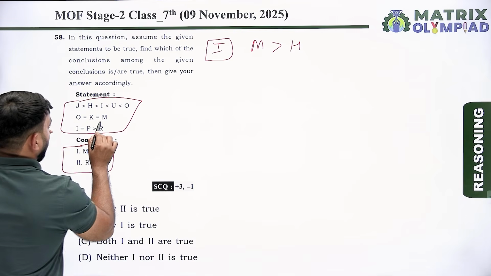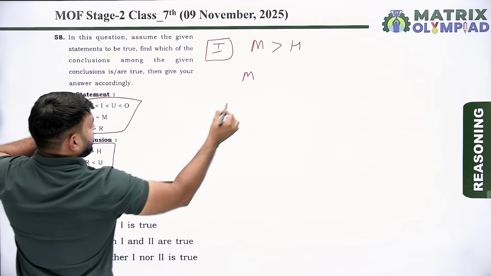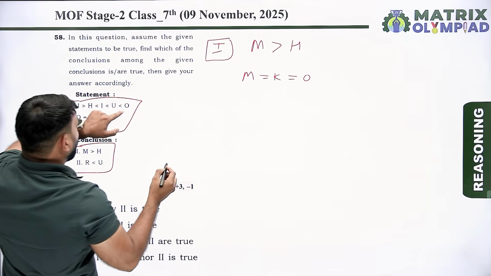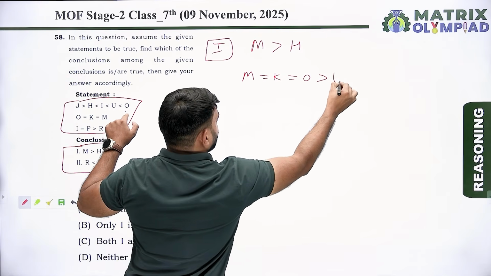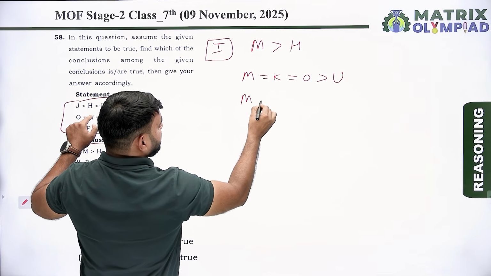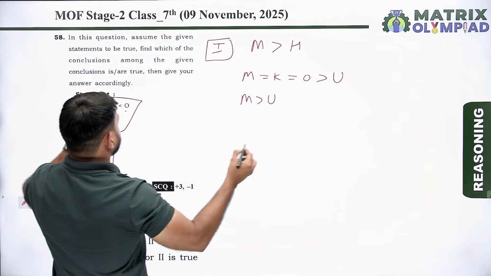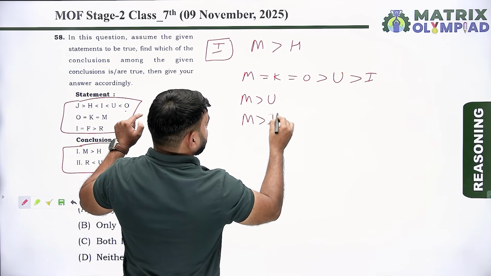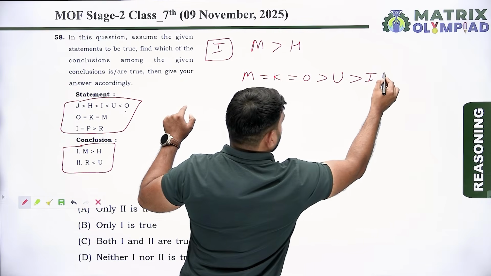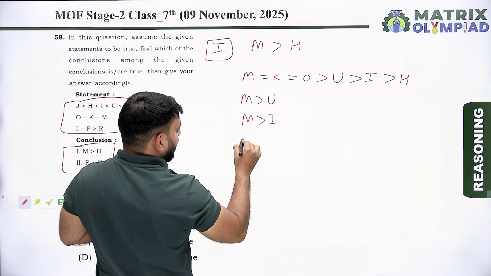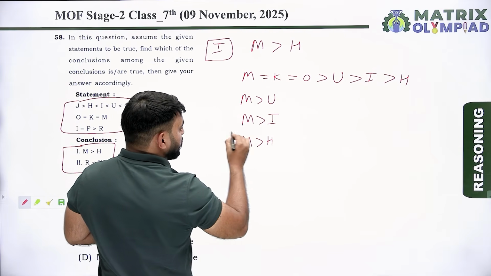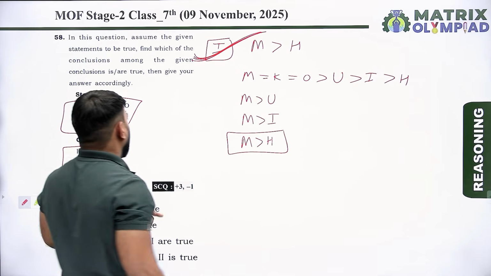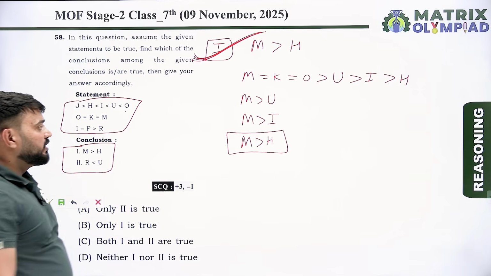So M to H. M is equal to K. K is equal to O. O is greater than U. So it means M is greater than U. Now U is greater than I. So it means M is greater than I. Now I is greater than H. So it means M is greater than H. So here the first conclusion is definitely true according to the given statements.